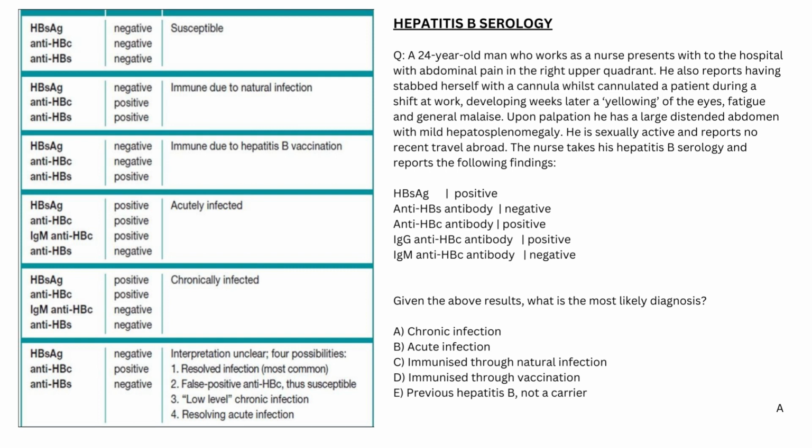Okay, so a 24-year-old man who works as a nurse has presented to the hospital with abdominal pain in the right upper quadrant. He also reports having stabbed himself with a cannula whilst cannulating a patient during a shift at work, developing weeks later yellowing of the eyes, fatigue and general malaise. Upon palpation he has a large distended abdomen with mild hepatosplenomegaly. He is sexually active and reports no recent travel abroad.